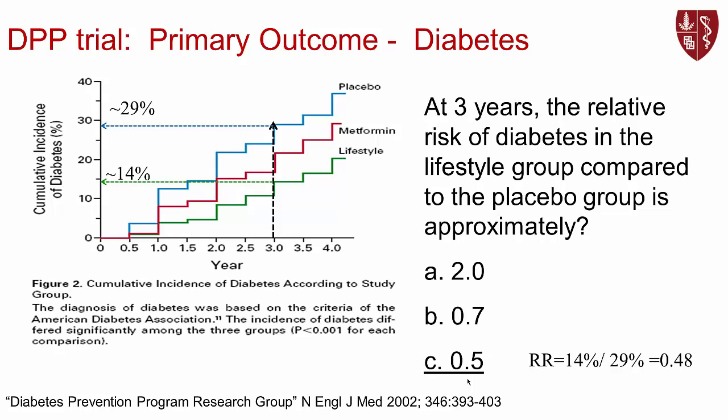So how do we interpret this? If you are randomized to the lifestyle group, after 3 years, your risk of developing diabetes is reduced by 50% compared to those individuals who are randomized to just the placebo arm.